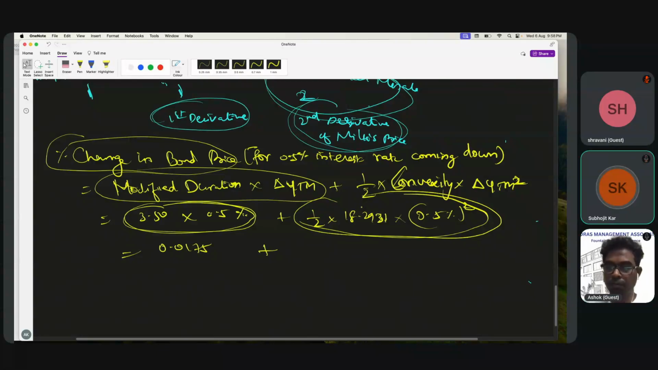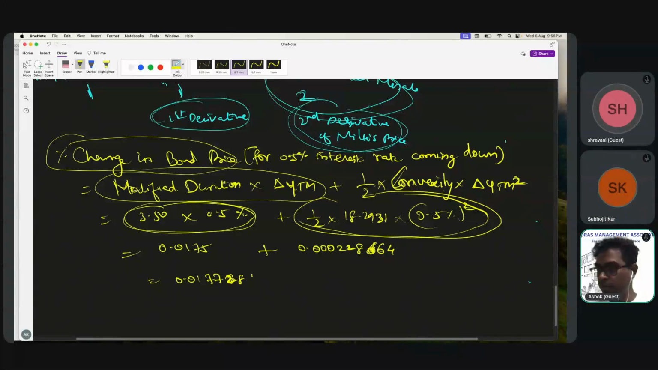So that is 0.000 and then 228,664. Okay, now you add these two. There is 0.01 7728, double 7728, 664. Now you can convert this into percentage.